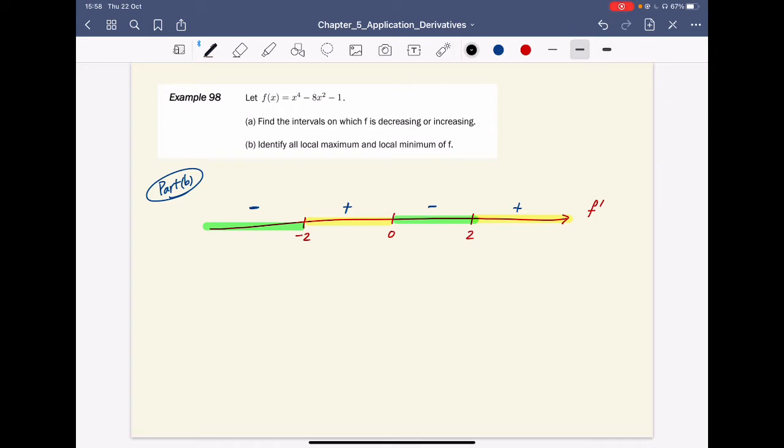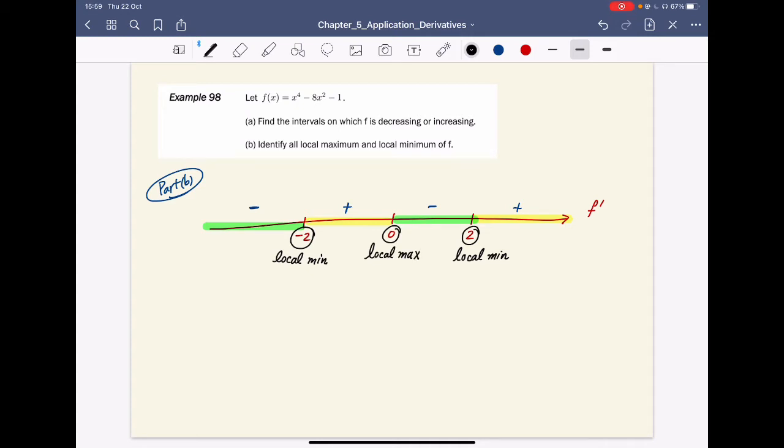At x equal to negative 2, you can see that the sign swaps from negative to positive. So this is actually the local minimum, right? Because the function is decreasing on the left of negative 2 and increasing on the right of negative 2, which means at x equal to negative 2, this is a local min. The same thing at x equal to 2, this is going to be your local min. At x equal to 0, this is your local max, because the sign changed from plus to minus.